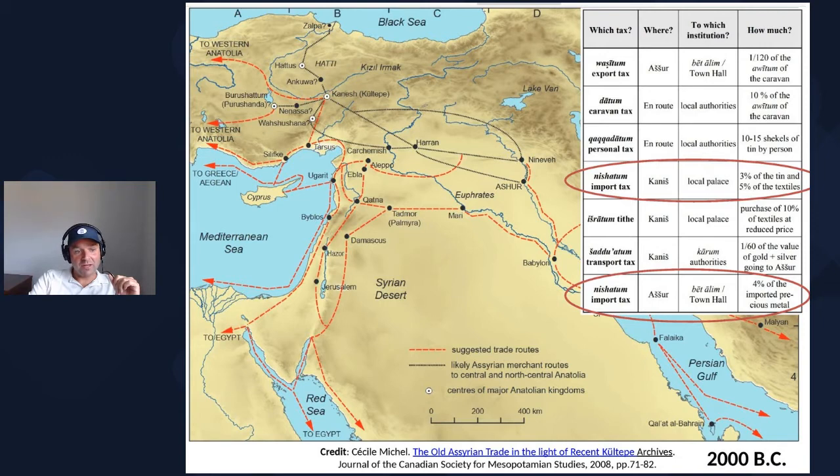And if you really want to nerd out on ancient Assyrian tariffs and trade regulation, check out the journal article I credited at the bottom there. That's where this table comes from, and the information and data we have is truly incredible. It's amazing how much we know about what happened so long ago.